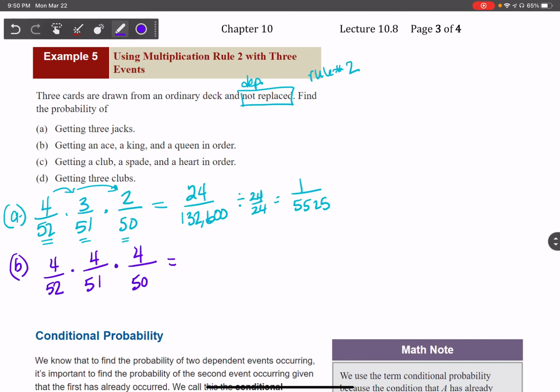Multiply those straight across. 64 out of 132,600, reduced by 8, and I end up with 8 over 16,575.